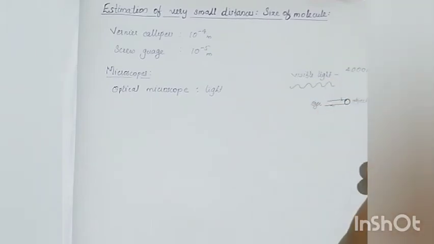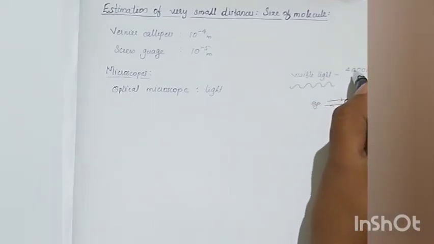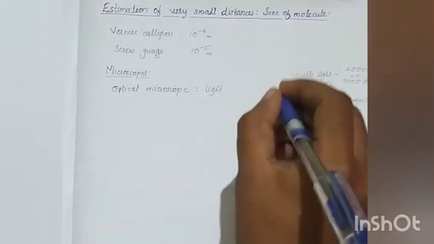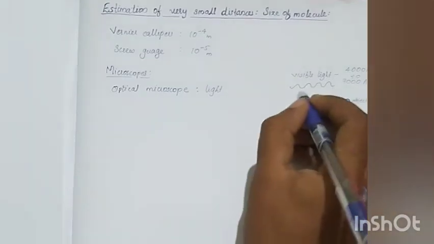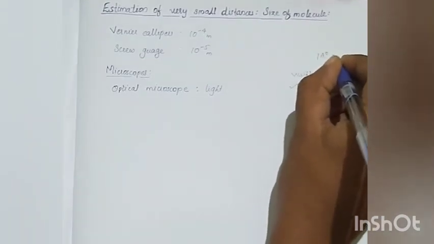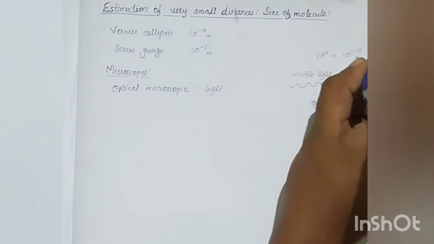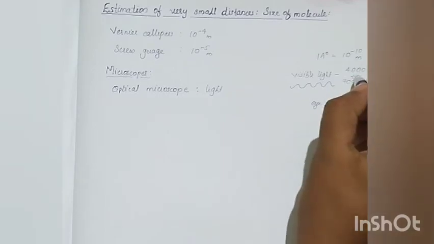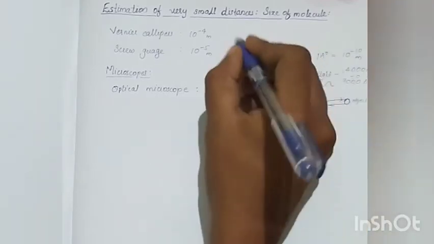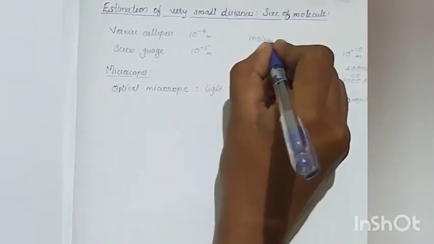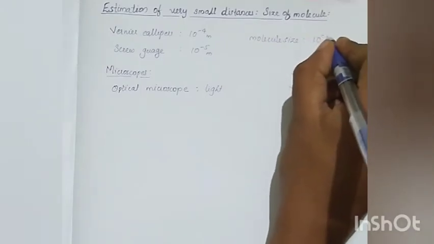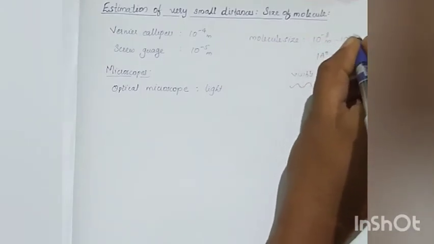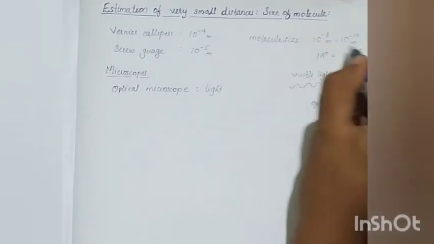The wavelength of visible light ranges from 4000 Angstrom to 7000 Angstrom, where 1 Angstrom is 10 raised to minus 10 meter. So here we can see that visible light is of the order of 10 raised to minus 7 meter. But for a molecule, the size ranges from 10 raised to minus 8 meter to 10 raised to minus 10 meter.